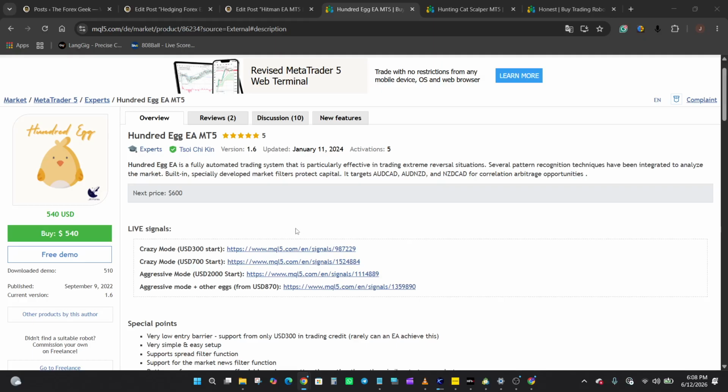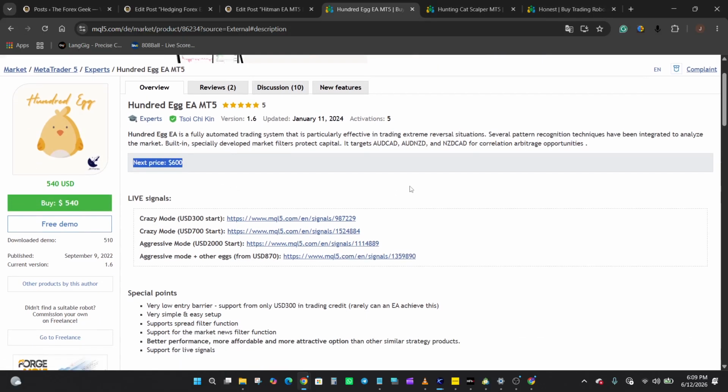So starting here on the MQL5 Marketplace page, we can see that the EA was developed by Choi Chi Kin. The current version is 1.6. And according to the listing, it was updated on January 11th, 2024. The current price is 540 US dollars, with the next listed price shown as $600.